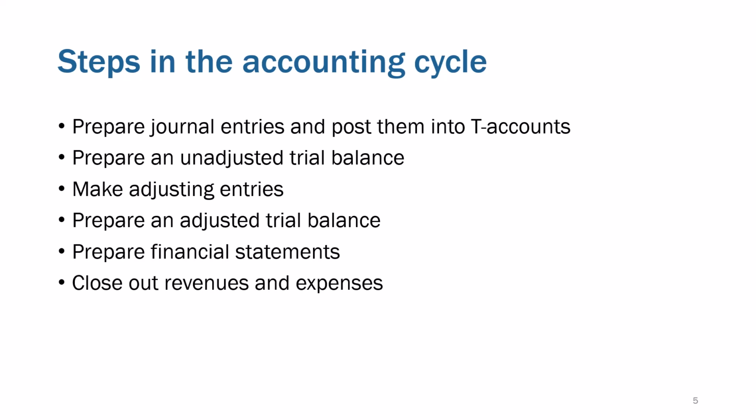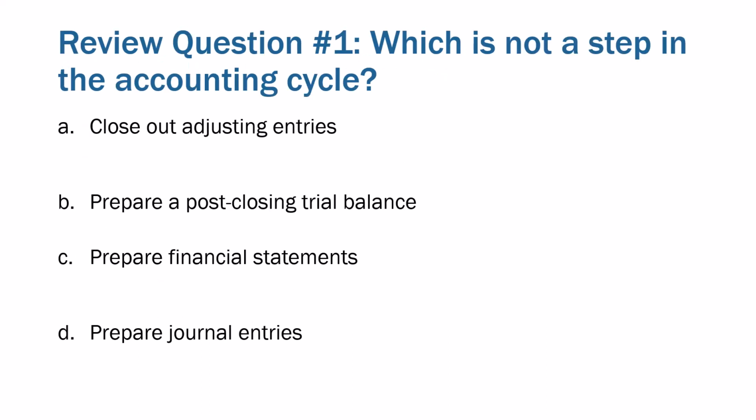We'll then prepare financial statements and then close out revenues and expenses to help us get to a post-closing trial balance. So those are kind of the steps that we're going to go through. And that first step, again, is really the one that we've done so far in lessons 2 and 3. All the rest we're going to show you how to do today.